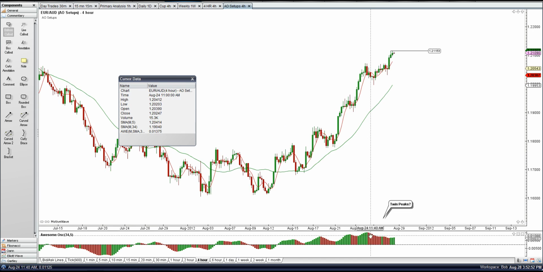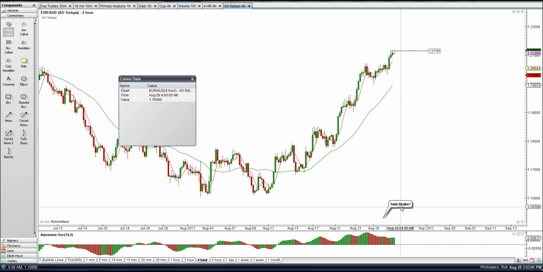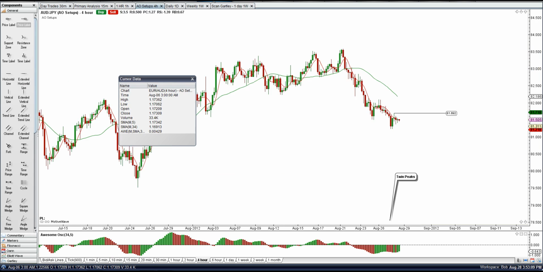Euro Aussie also has a little saucer going on here. Waiting for a close above 21.15. Again, probably got some Twin Peaks going on here, so I'd be a little hesitant myself to take that trade. Aussie yen, we already have Twin Peaks going on here with this divergence. So a close above 81.69 could be a long trigger with a stop just here at 81.23.